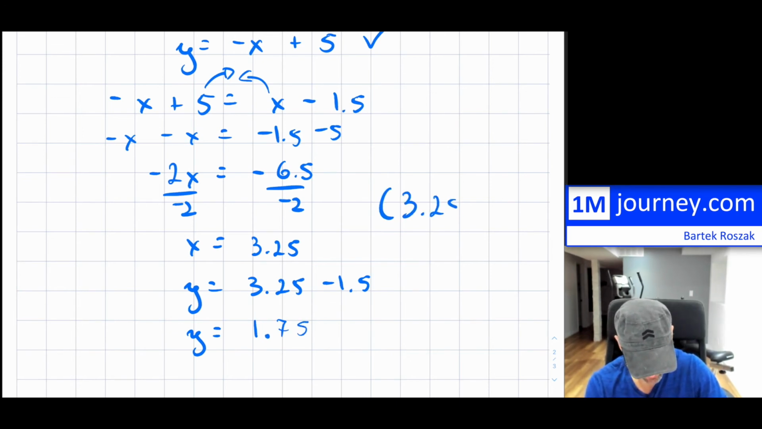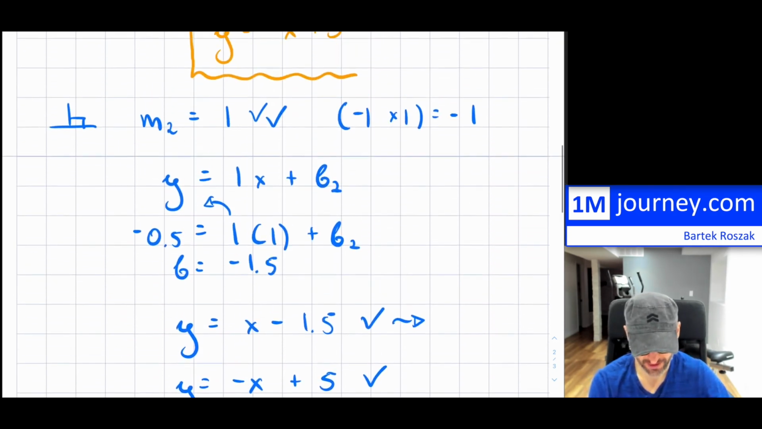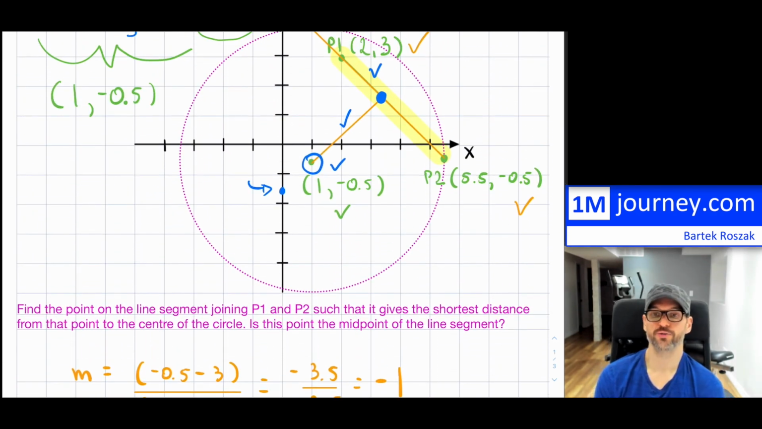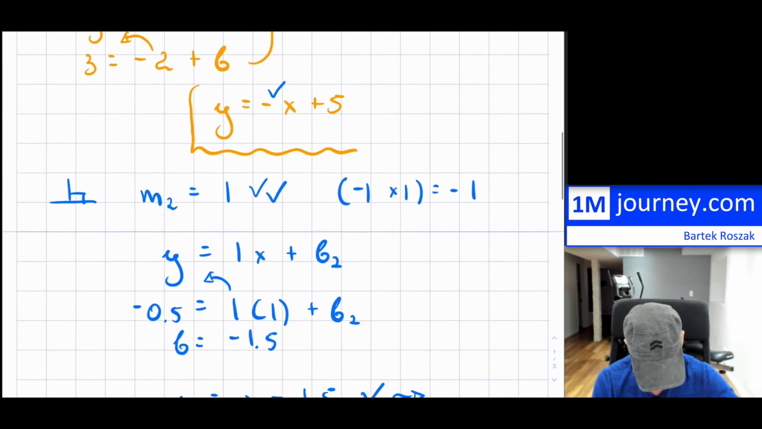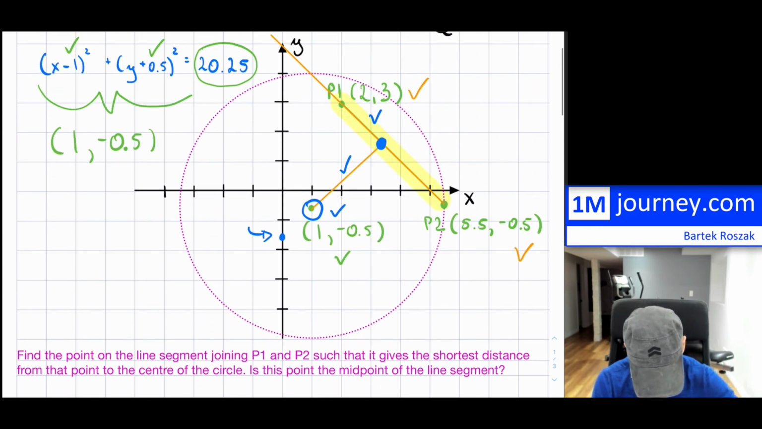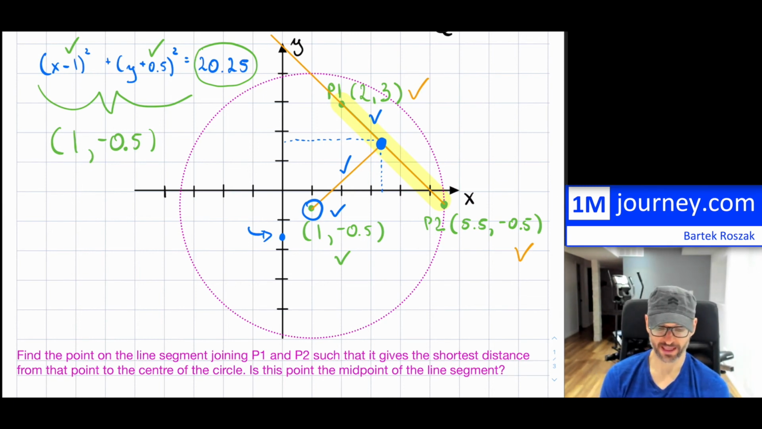And I have found my point, which will be on the line segment, and it creates the shortest distance to the center of the circle. Now let's see if I guessed that correctly. It was 3.25 and 1.75. I guess almost. It's kind of right there, maybe just a touch higher, but that's what it would have been.